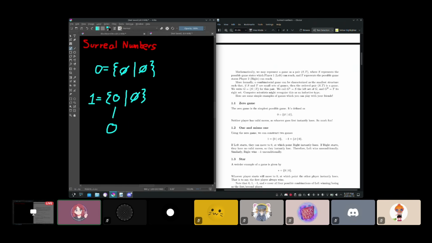And what happens if right tries to start the game? So if I try to start the game, I have no moves at all, and I immediately lose, so you won again. So basically what happens with the 1 game is that left always wins.